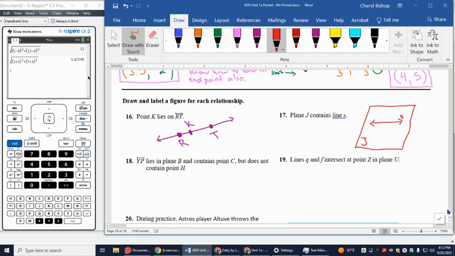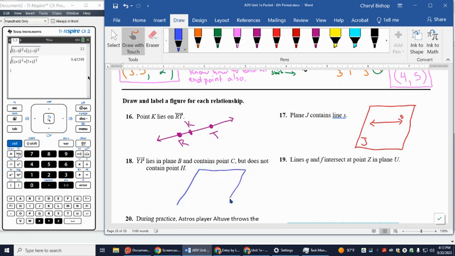Number 18, line YP lies in plane B and contains point C, but does not contain point H. So line YP is doing lots of things. It's in a plane. It has a point on it, and then this other point is not on it. Okay? So the first thing I'm going to do is draw the plane because I need to make sure the line's inside the plane.